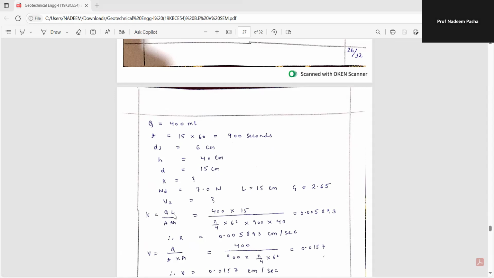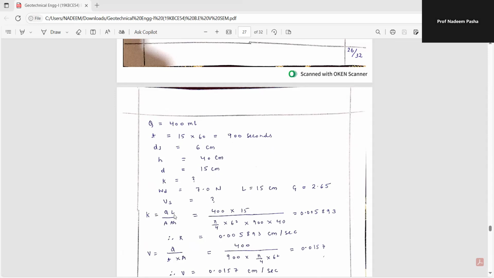So your k is equal to QL by Aht. Q is 400 into 15 divided by pi by 4 into 6 square into 900 into 40. It comes out to be 0.005893 centimeter per second.